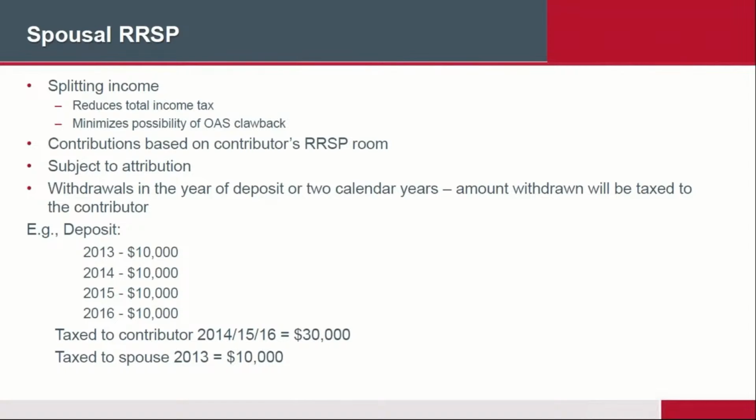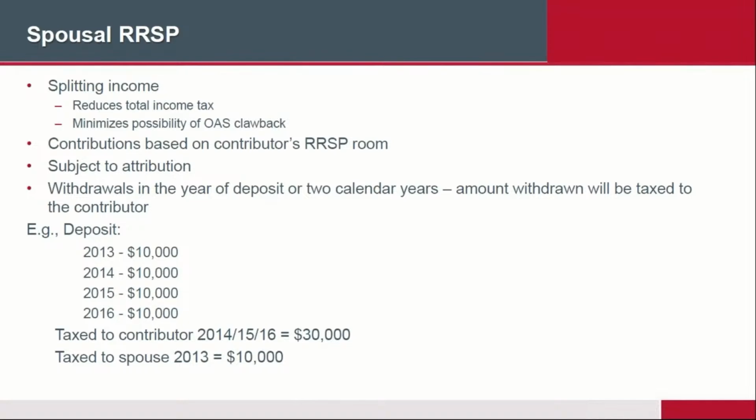Okay, so go back to the thing that it says there, withdrawals in the year of deposit or 2 calendar years, in other words, the last 3 years. The amount withdrawn will be taxed in the hands of the contributor. So therefore, the money that was in 2014, 2015, and 2016, in other words, $30,000, will be taxed in my hands, and the other $10,000, which was outside of the 3 years, will be taxed in my wife's hands. So that's what we're talking about, that there are attribution rules.